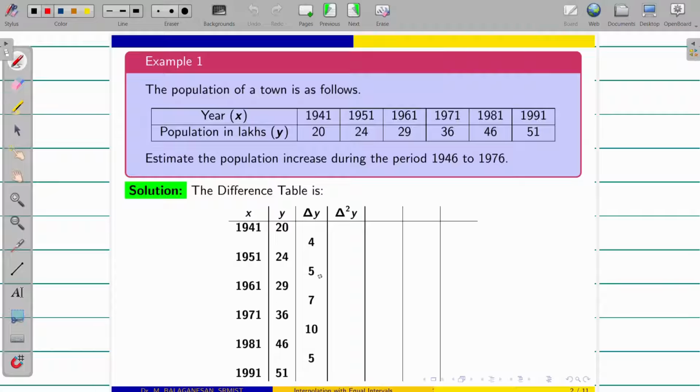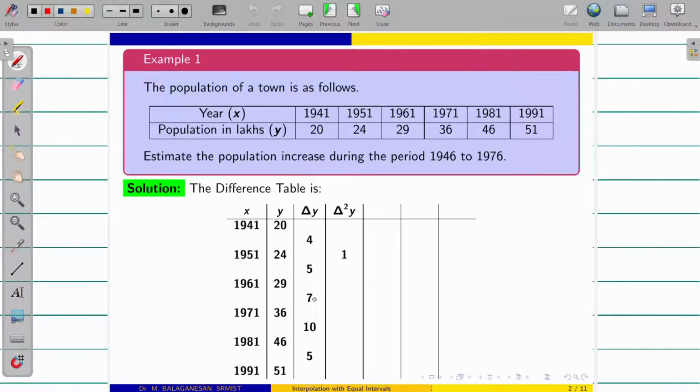It's so easy. Do a similar thing: next value minus that value. 5 minus 4 is 1. Next, 7 minus 5 is 2. Next, 10 minus 7 is 3. Next, 5 minus 10, don't do it manually, it is one of the important things. You can use a calculator. 5 minus 10, it's better to do that, then only you will avoid mistakes with the negative or positive sign. It will be minus 5, exactly this one.